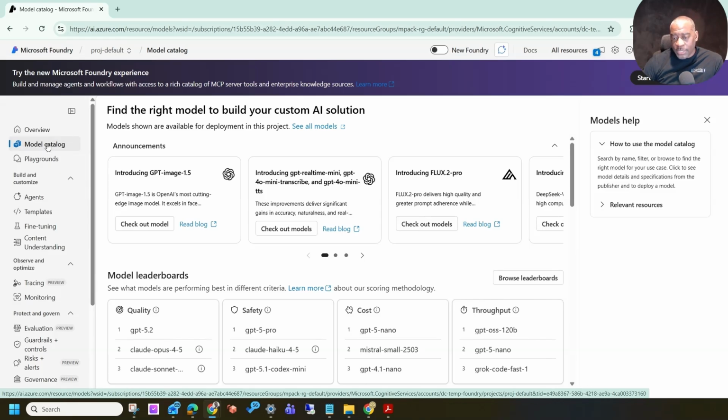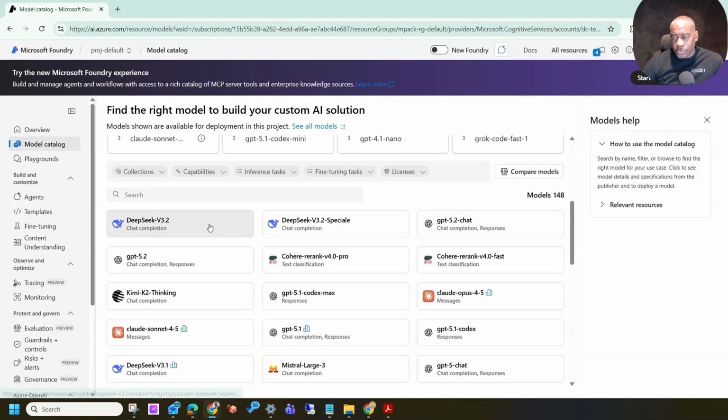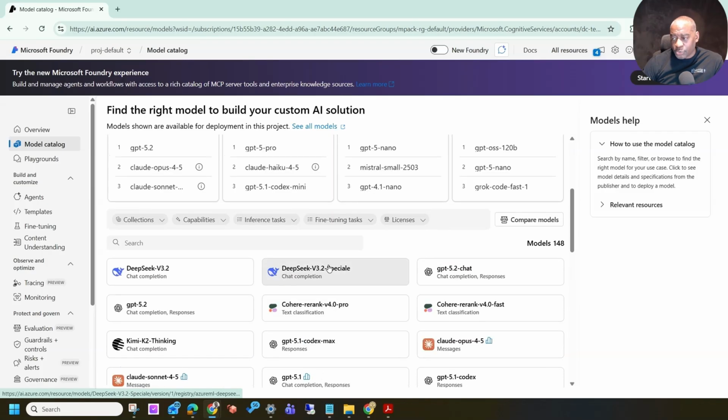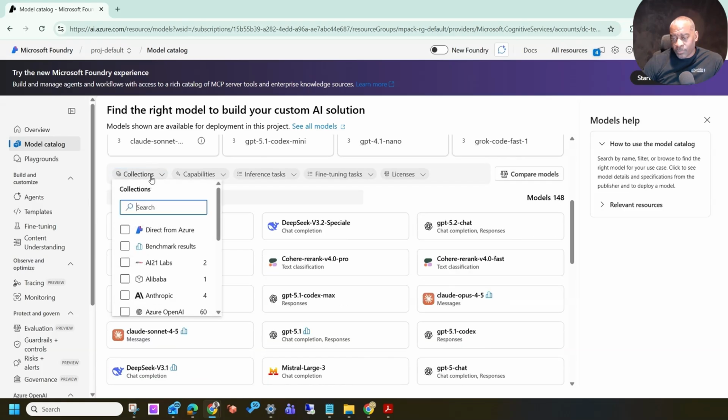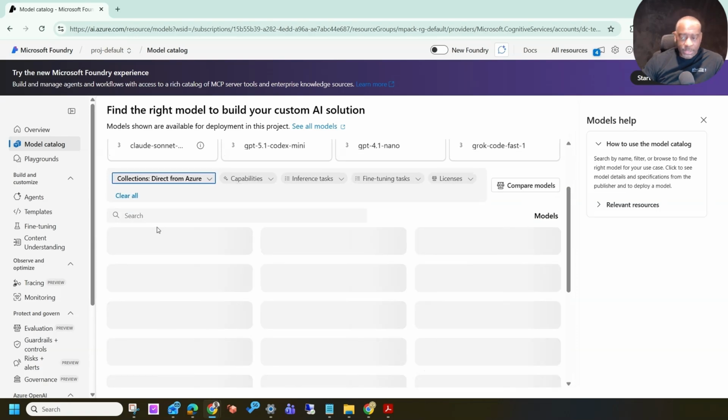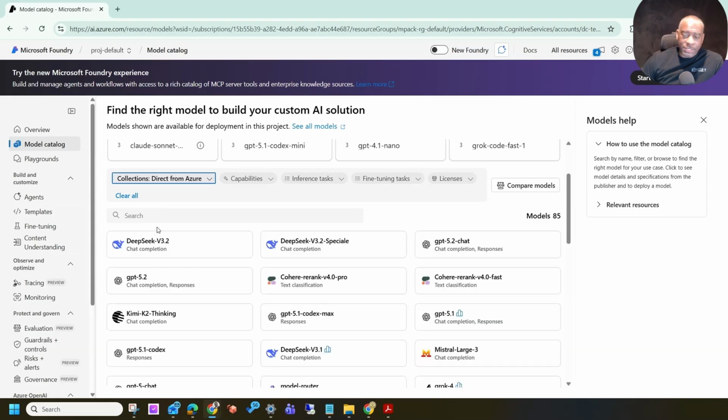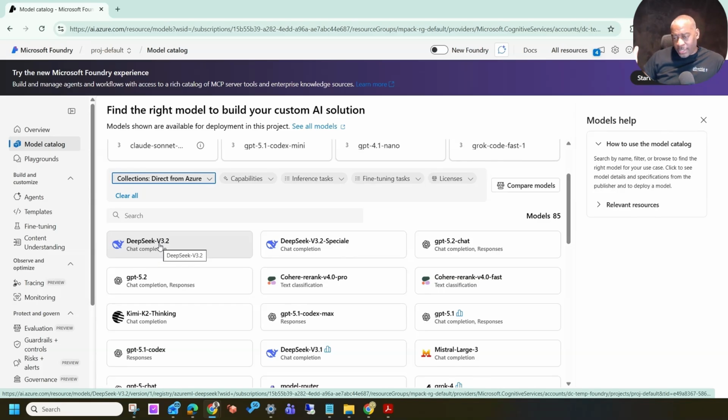When you go to this model catalog and you go to see all of these models, I think we're up to 1,500 now. These collections, this is the most important option or filter you want to turn on: the Direct from Azure. These are going to be curated models hosted in Azure. They do not touch the third party. Even though DeepSeek is created by, I think it's called DeepSeek AI, that company that's in Asia, right? Even though it's created by that company, this is a copy of DeepSeek hosted in Azure AI Foundry.